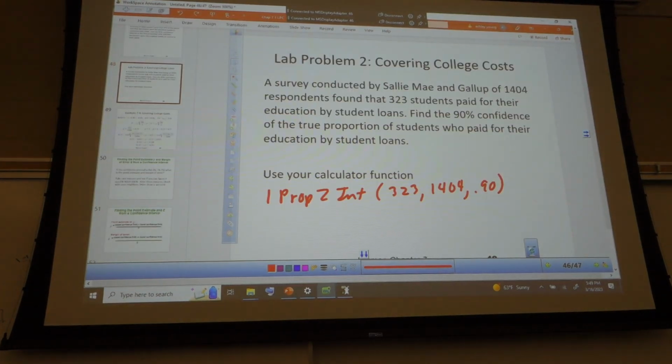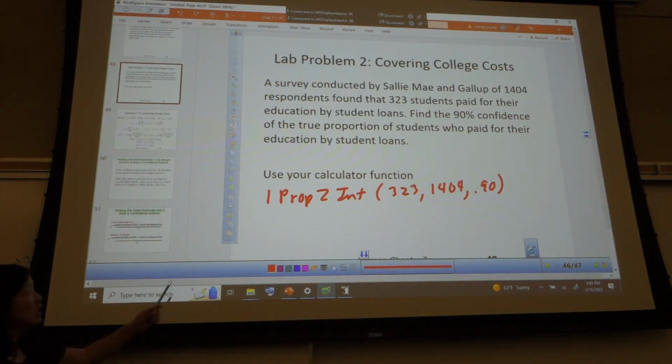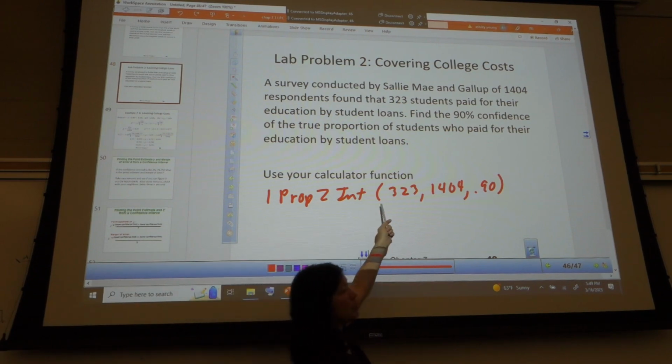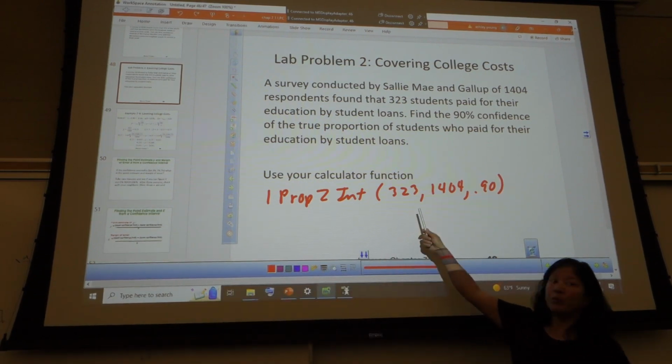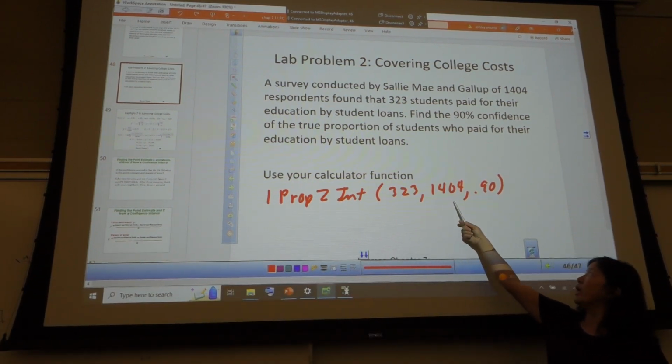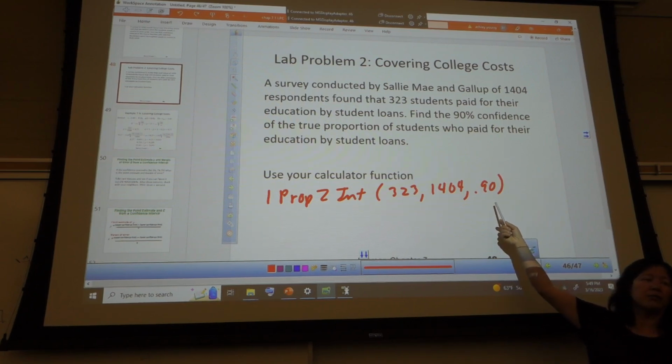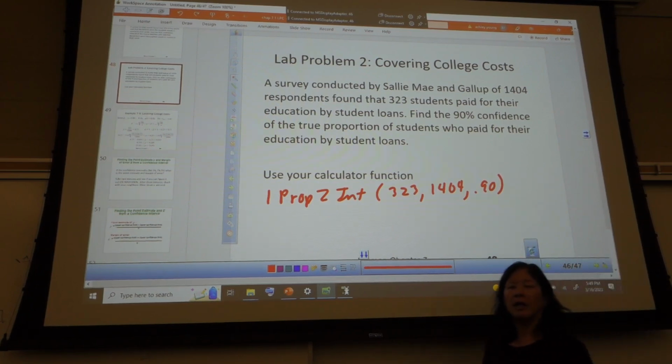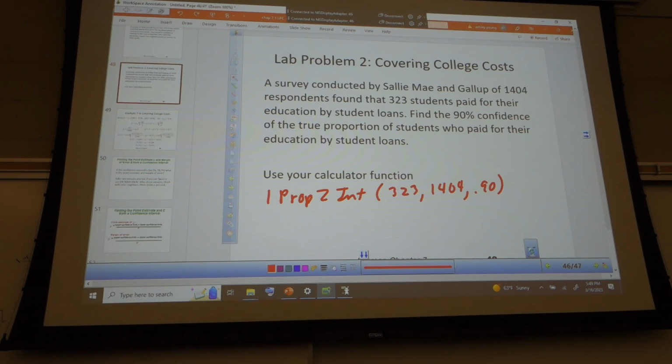So how you show your work for this one is, tell me the command you use, 1-PropZInt, and then what you input into it, your X, your N, and then the confidence level. And what did you get?